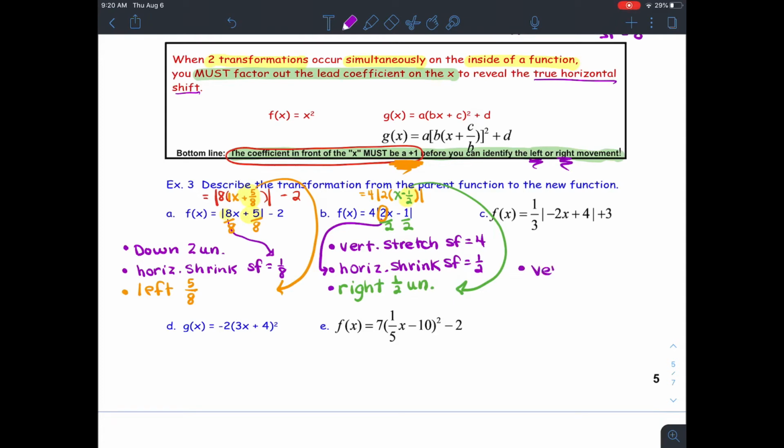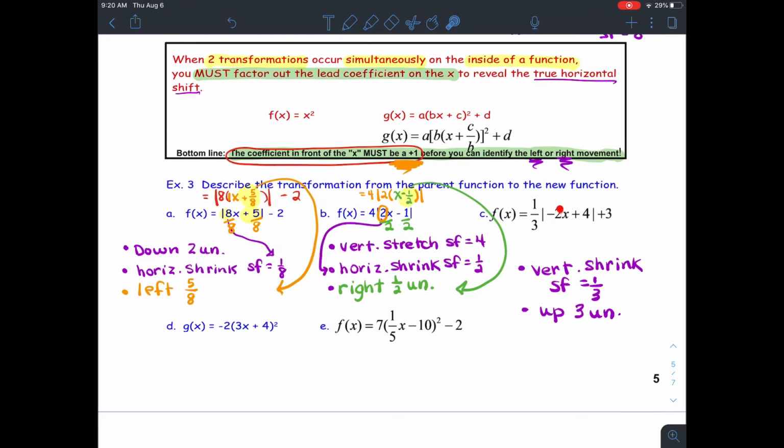All right, let's try example C. Okay, in example C, I'm going to do all the outside stuff first. I see a 1/3 on the outside. I'm going to call that a vertical shrink. The shrink factor is going to be 1/3. This 3 that's all the way out here on the outside, I'm going to call that up 3 units.